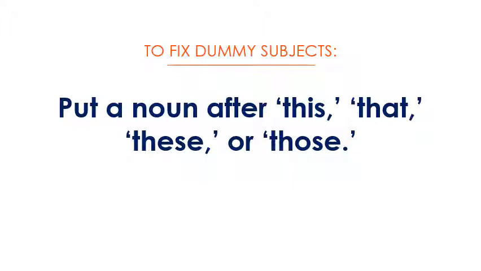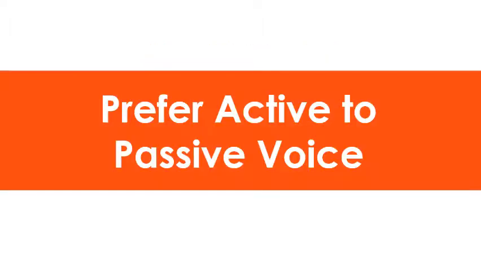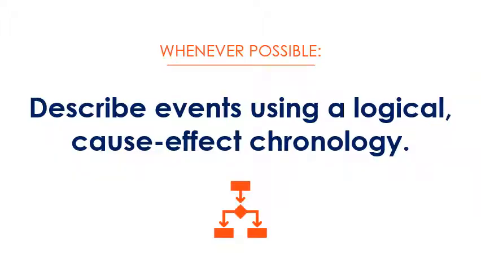All you need to do is put a noun after this, that, these, or those to clarify what the vague pronoun refers to. Now let's move on to our next clarity principle, the importance of preferring active voice to passive voice. To follow this principle, you should try whenever possible to describe events using a logical cause-effect chronology, not just in your overall documents and descriptions, but in individual sentences.